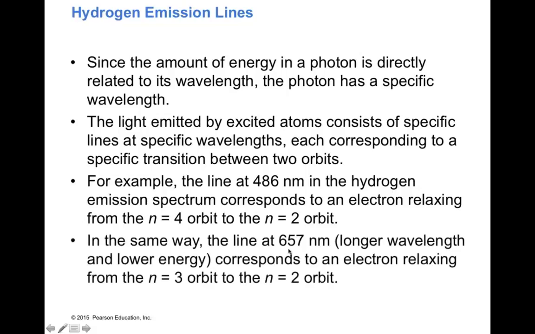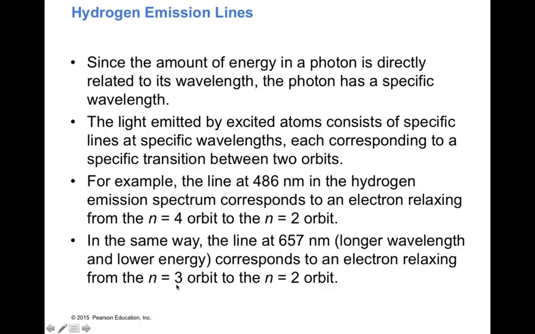Also, there's another line at 657 nanometers. It has a longer wavelength and lower energy. Because it is of lower energy, it corresponds to an electron relaxing from n equals 3 to n equals 2, the same concept. In this case, the electron was at the beginning at 1. We excite it, it jumps to n equals 3, and when it jumps to the second orbit, it releases energy because it needs to relax, and that energy corresponds to a wavelength of 657.